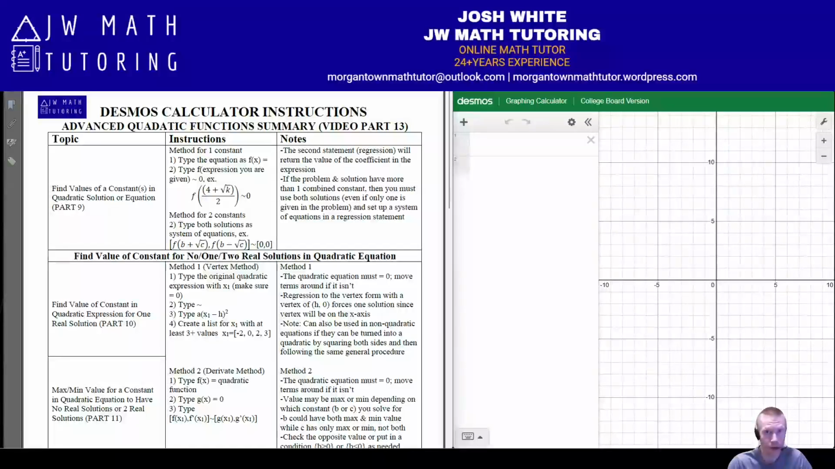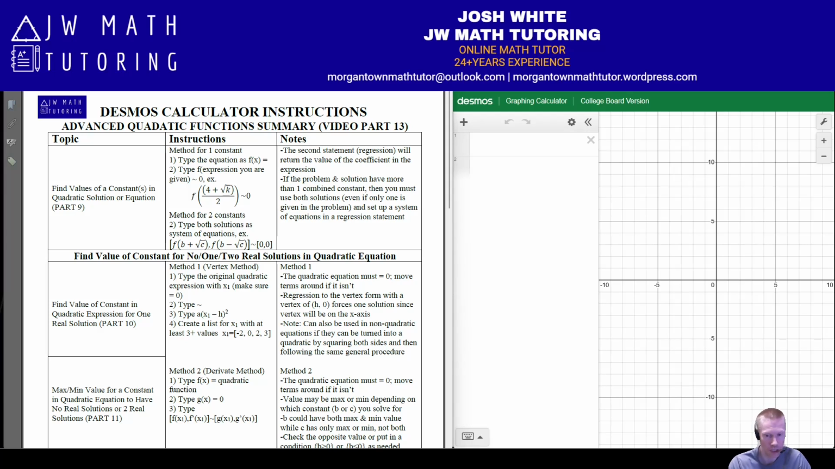This is part 13 of my ultimate Desmos guide to digital SAT math. And in this video, I'm going to go through and summarize some of the common advanced quadratic function problems that you can solve. Some of them are going to be separate, like the first type and the last type. But there's two in the middle that are kind of related, and even though I have them split into two different topics, they're really one and the same, and the same methods apply to both of them.